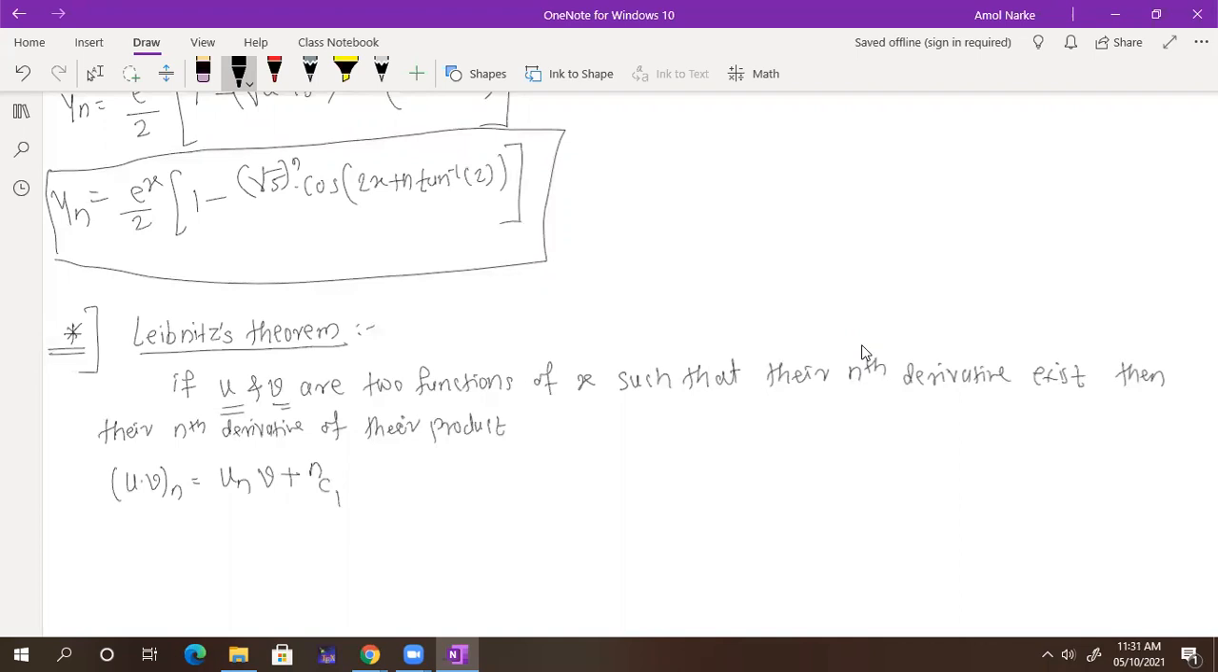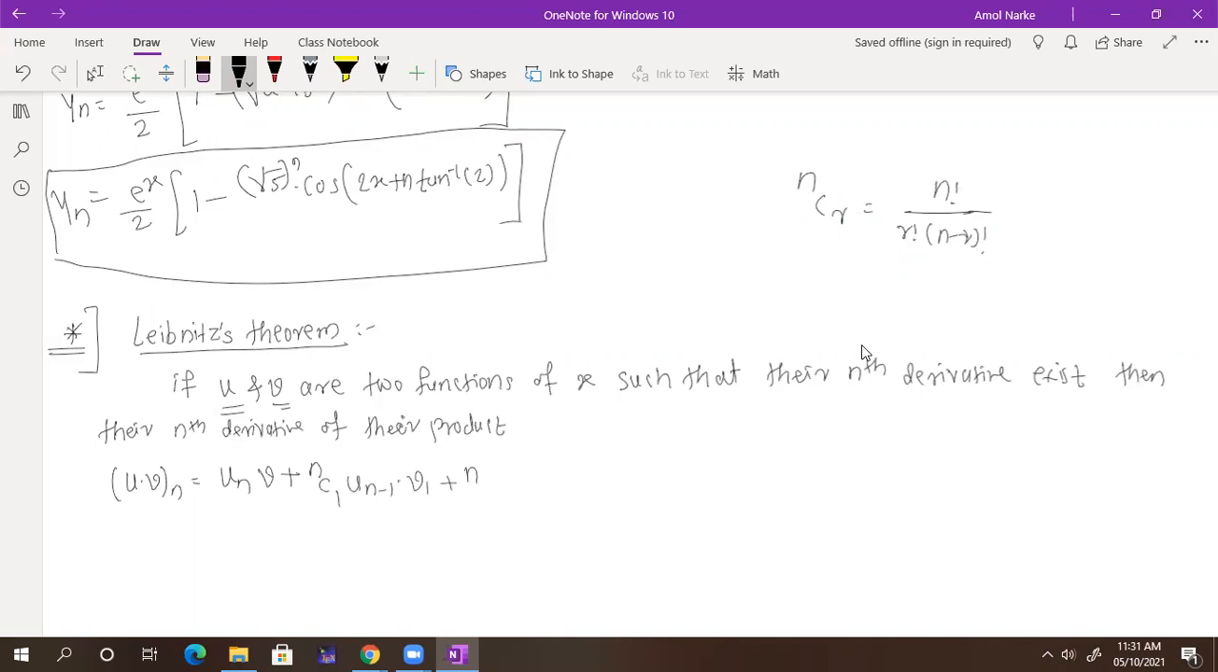So you know this is the combination formula, nC1. What is the formula for nCr? n factorial upon r factorial times n minus r factorial. So instead of r you can substitute 1. This is your combination formula. So nC1, then u's (n minus 1)th derivative into v's first derivative.